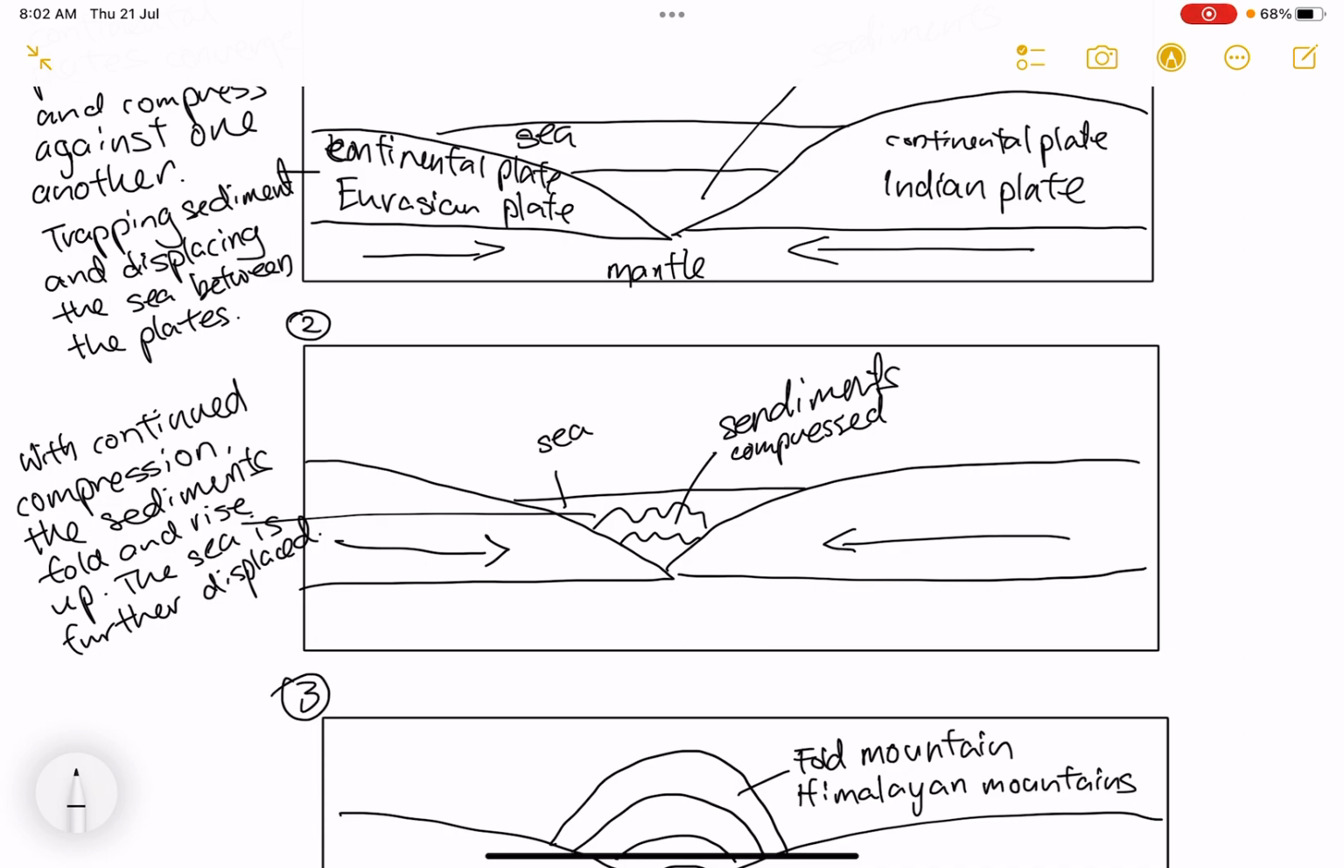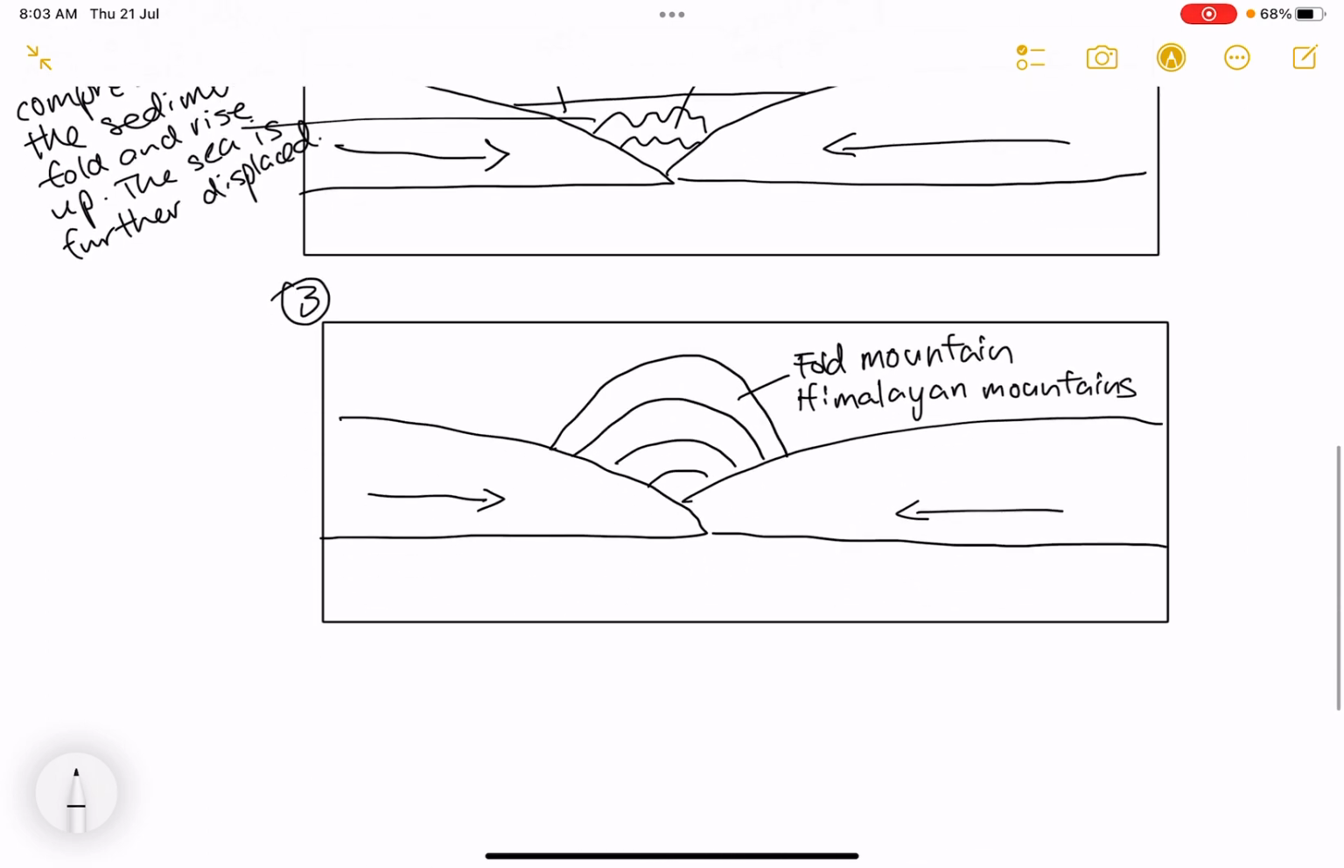So things like enclosed saltwater lakes. Look at the Red Sea and the Mediterranean. That's a typical example of a sea that is in the process of being displaced because of convergence. Finally, the last one is where you finish up and you talk about the fold mountains itself.